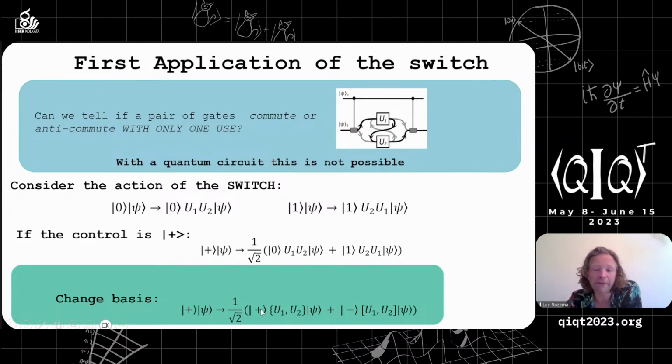So now all we need to do is measure the control qubit in the plus minus basis. If we measure the control qubit and we find that it's in the state plus, then we know that this term must be 0, even with a single use, because now we're making use of the referee's promise that the gates either commute or anti-commute. So if we find the control qubit in the state plus, we know for certain that the second term is 0, so the gates commute. However, if we find it in the state minus, we know that the gates must have anti-commuted. So this is already something that we can do with a quantum switch, which goes beyond the standard quantum circuit model. So we can do this task more resource efficiently than you could with a comparable circuit.